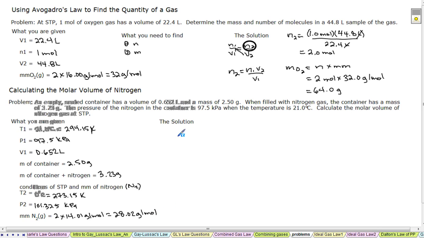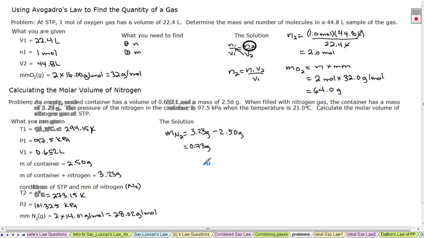Okay, so first of all, we need to determine the mass of nitrogen. To determine that, we need to take the mass of the container with nitrogen minus the mass of the container empty. So the mass of the container with nitrogen was 3.23 grams. That's the container plus the nitrogen. And we need to subtract the mass of the container without, so 2.5 grams. And we're going to get the mass of the nitrogen is 0.73 grams.